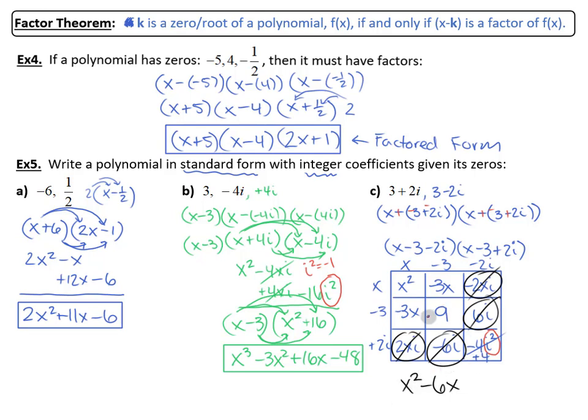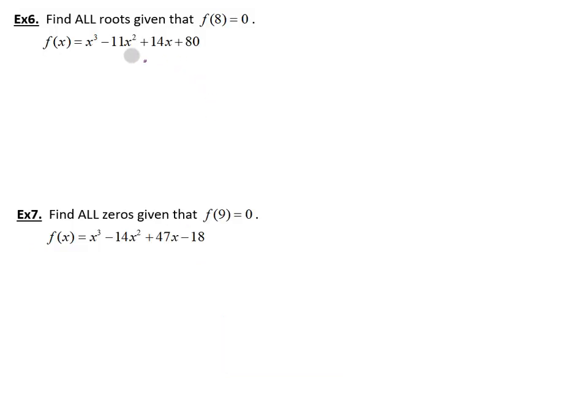And then lastly, our constants, I have a positive 9 and this negative 4i squared, which turned into a positive 4. And 9 plus 4 is 13. And this is the quadratic that has these two imaginary or complex roots. Our last couple examples here.